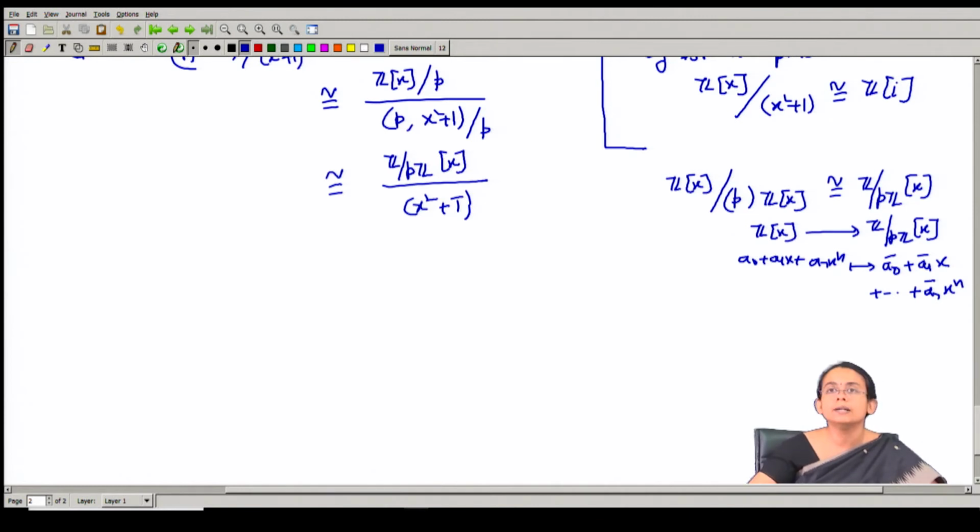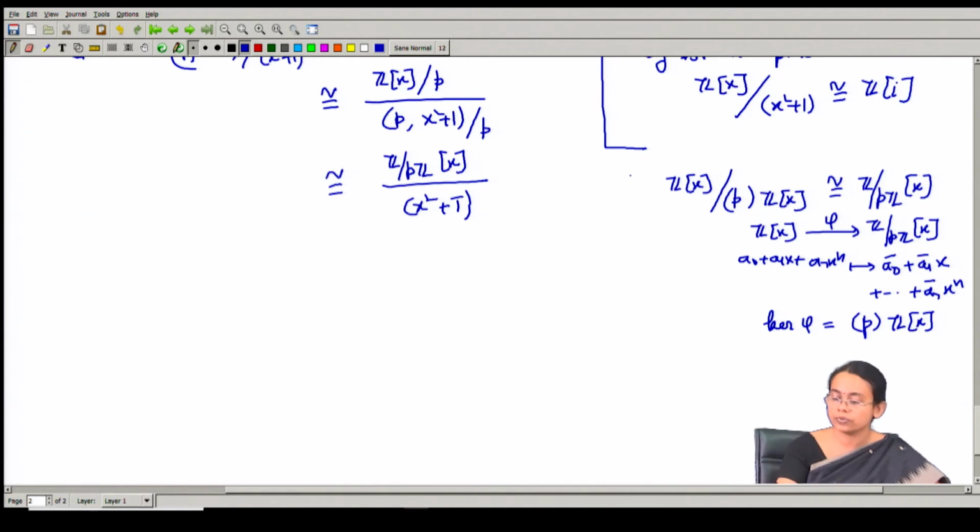So, this bar denotes the image in Z quotient pZ, and if this map you are denoting by phi, then you can in fact show that kernel of phi is nothing but the ideal generated by p in Z[x]. Therefore, by the first isomorphism theorem, again you were able to show that this will be an isomorphism. So, this is just for the reference. So, now let us go back to the main proof.